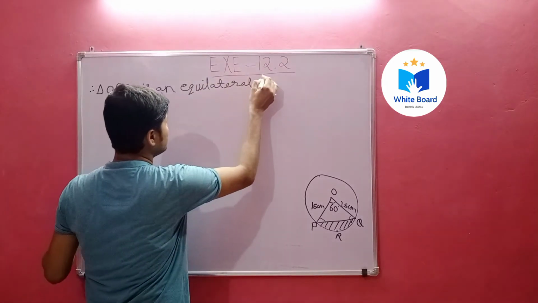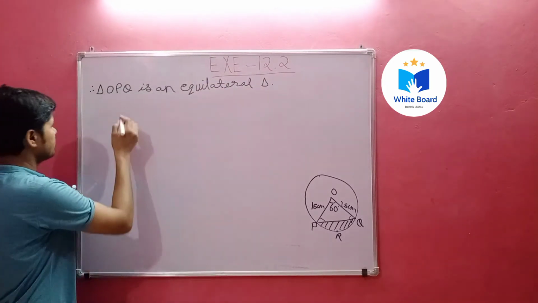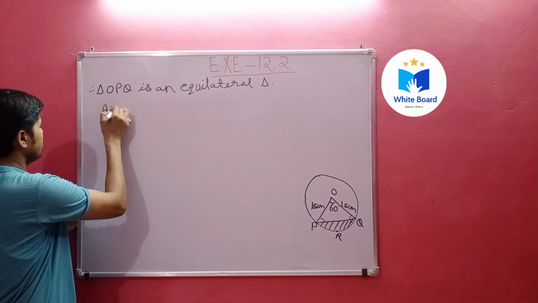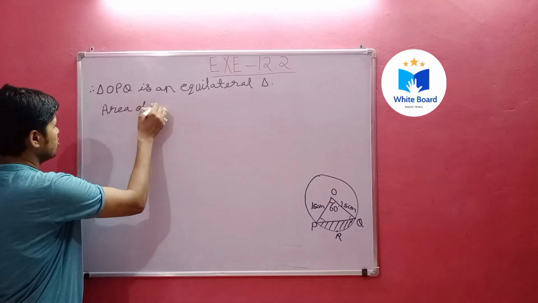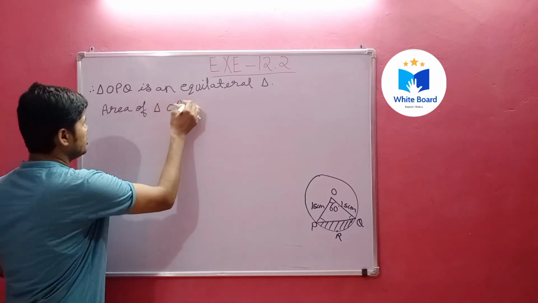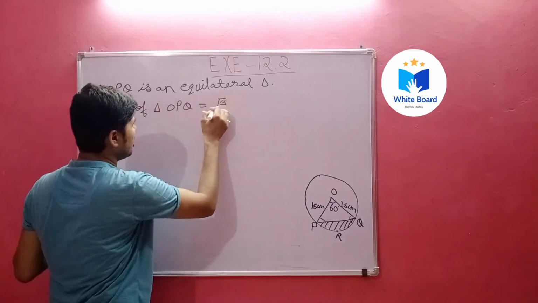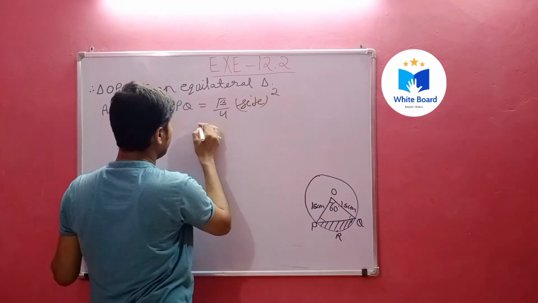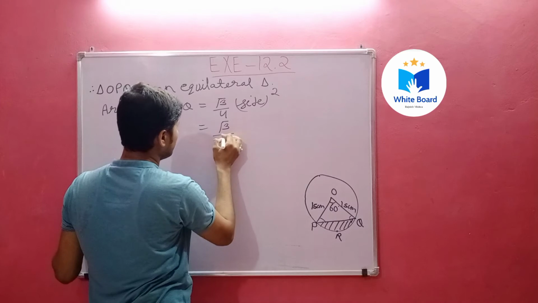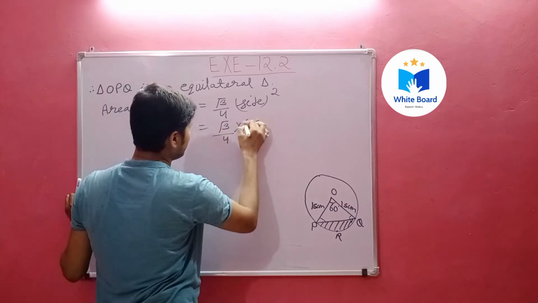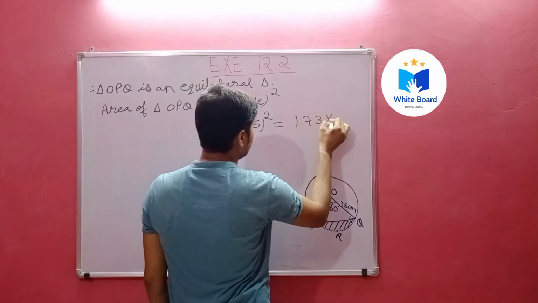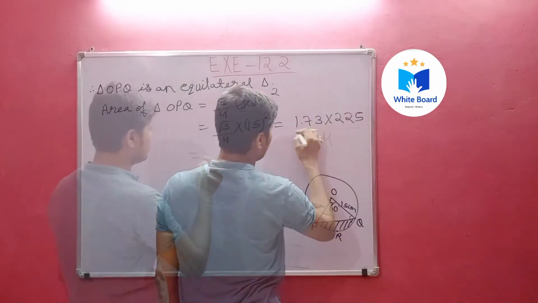Each angle here is of 60 degrees. So we find the area of triangle OPQ, which is an equilateral triangle, equal to √3/4 times side squared, and it is equal to √3/4 times 15 squared.